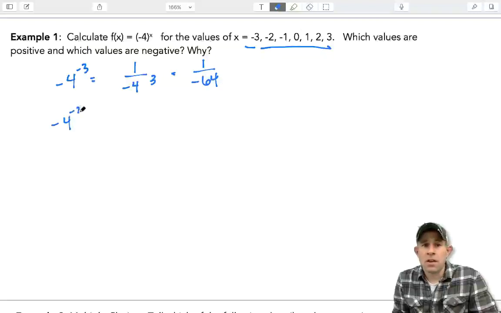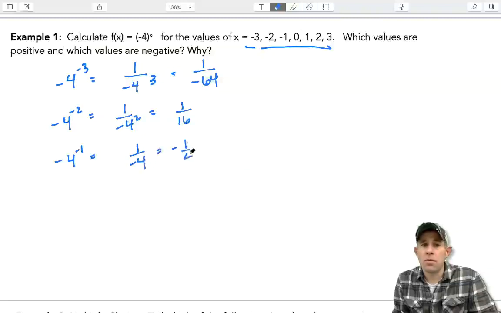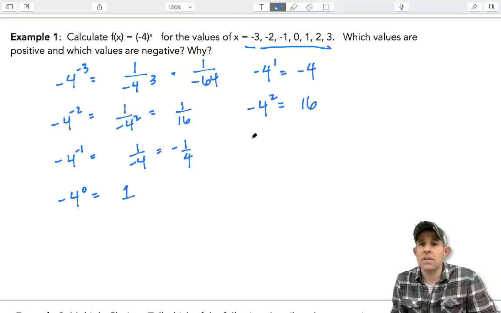And negative 4 to the negative 2 is going to be 1 over negative 4 to the second power, which is 1 over positive 16. Now we'll take negative 4 to the negative 1, and that's simply 1 over negative 4, which is negative 1/4. Negative 4 to the 0: anything raised to the 0 power is simply 1. Now negative 4 to the first power results in negative 4. Negative 4 squared is negative 4 times negative 4, which is 16. And finally, negative 4 to the positive third power results in negative 64.